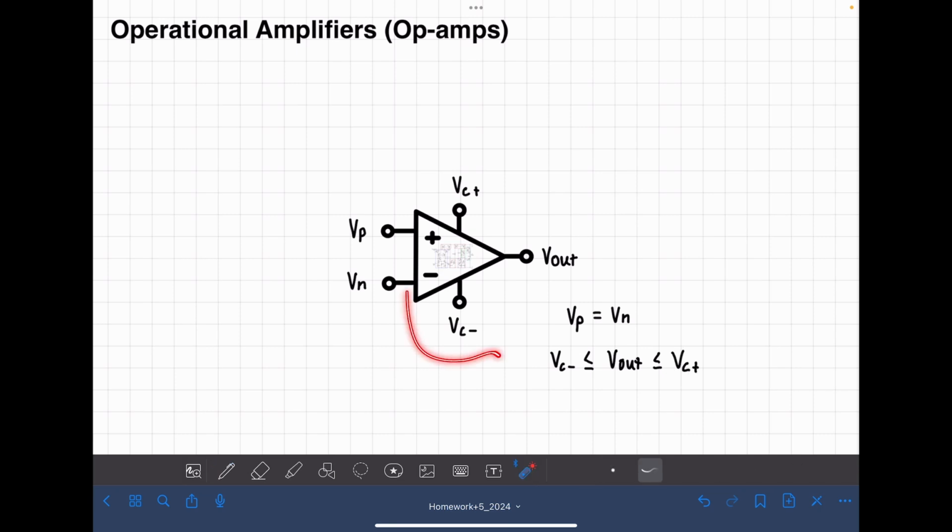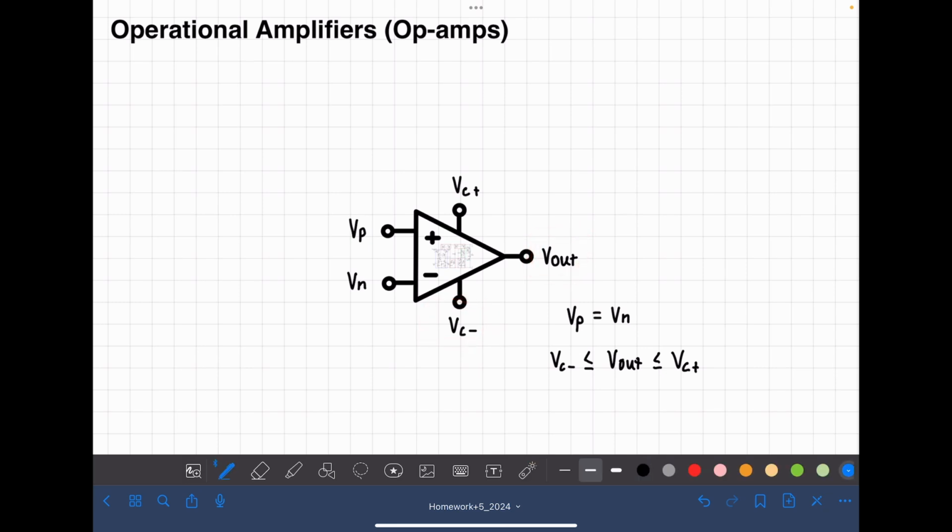So this is just saying that our negative supply and our positive supply define the range of outputs that we can output from our op amp. So if we have like 5 volts up here, we know that V out can never be greater than 5 volts. And same for our negative. If we had -5, V out would not be able to be less than -5 volts.